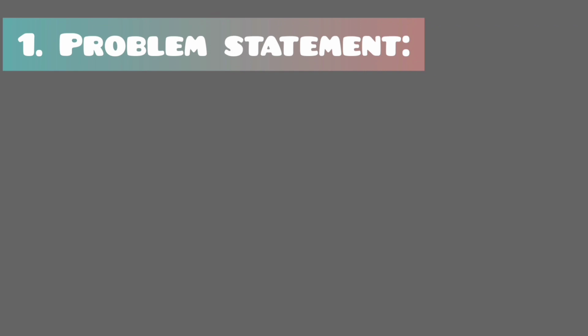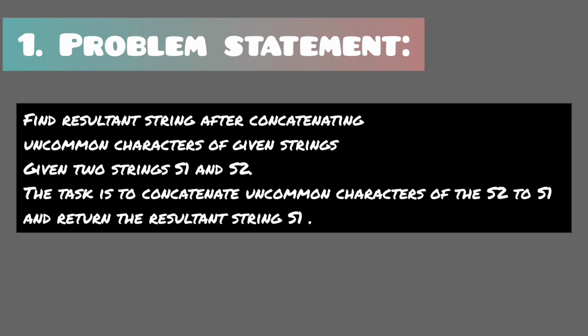Let us look at the problem statement first. We have to find the resultant string after concatenating uncommon characters of a given string. Let the given two strings be S1 and S2, and our task is to concatenate uncommon characters of S2 to S1 and return the resultant string S1.